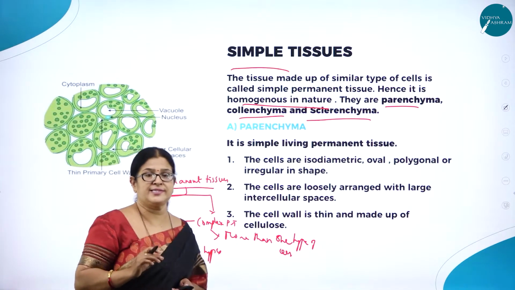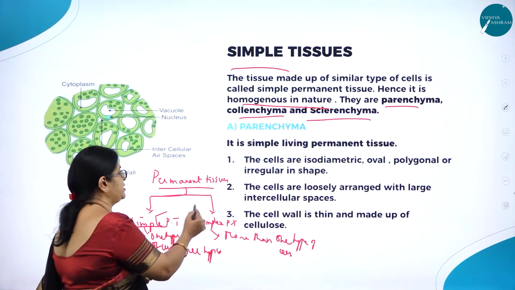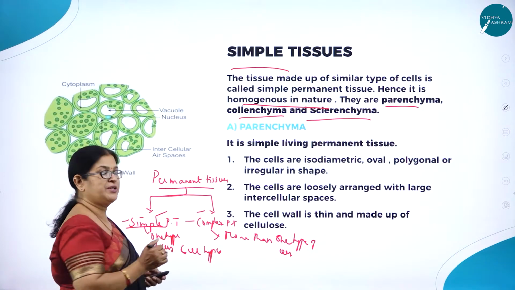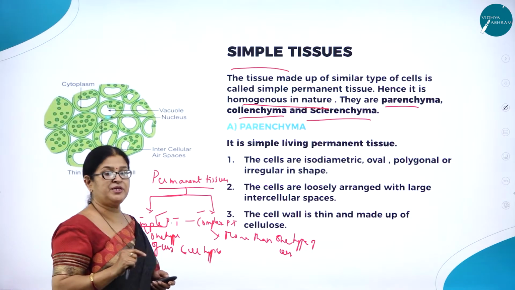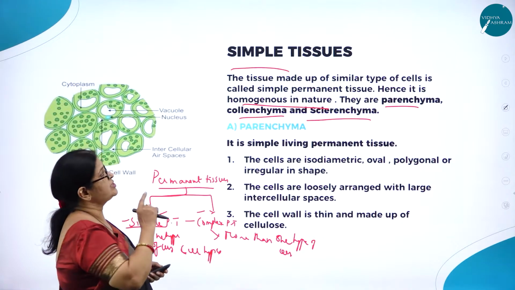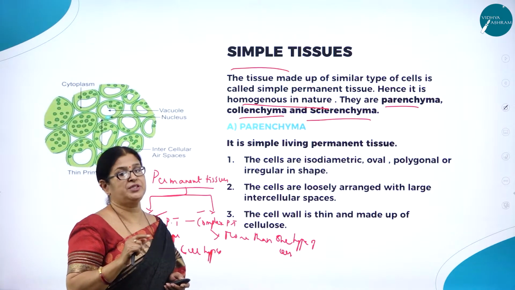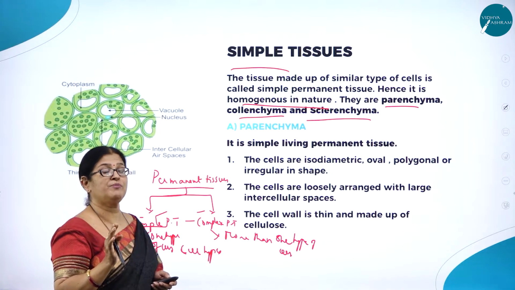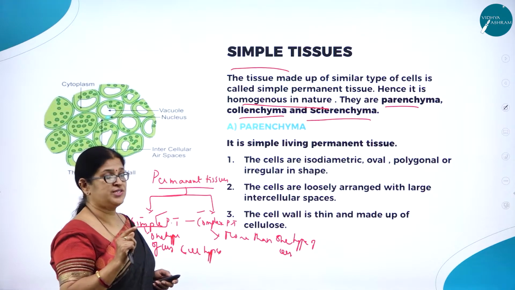So permanent tissue has been broadly classified into simple permanent tissue and complex permanent tissue based on the number of cell types. Simple permanent tissue is made up of only one type of cells, whereas complex permanent tissue is made up of more than one type of cells. And what is a simple permanent tissue? A tissue which is made up of similar type of cells, and hence the cells are homogeneous. What do you mean by homogeneous? Similar. Homo means similar. All the cells are similar in nature, hence they are called homogeneous in nature.